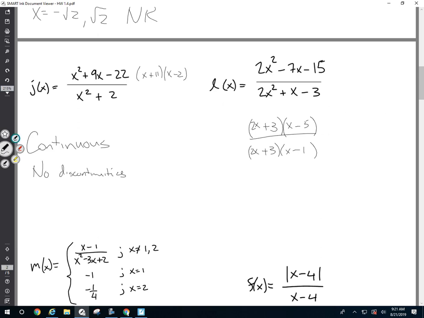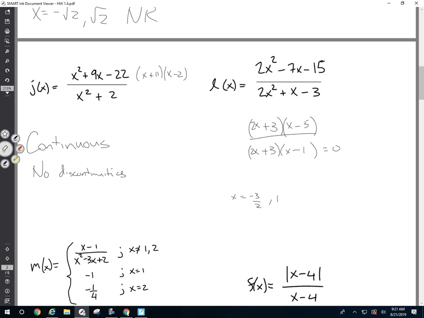Now, where are my discontinuities? When our denominator equals 0. So that's when 2x plus 3 equals 0. So that's subtract 3, divided by 2. x equals -3/2. And at x equals 1, that's when x minus 1 equals 0. Okay, so those are two discontinuities.